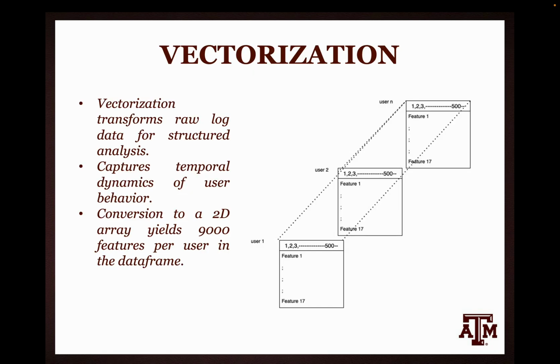We then proceed to vectorization. Here we created a 3D matrix where for every user we created a 2D matrix with the 17 features as the rows and the number of days that the user worked as the columns. We later on reduced it to a 2D array which yields us 9000 features per user in the data frame.